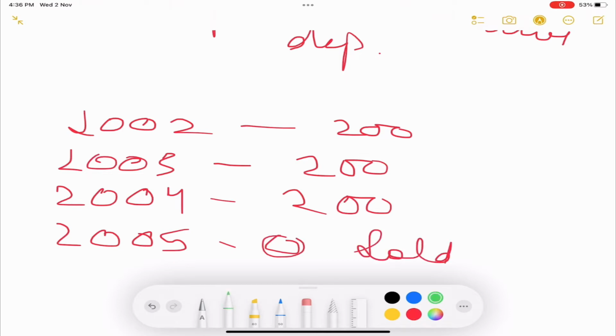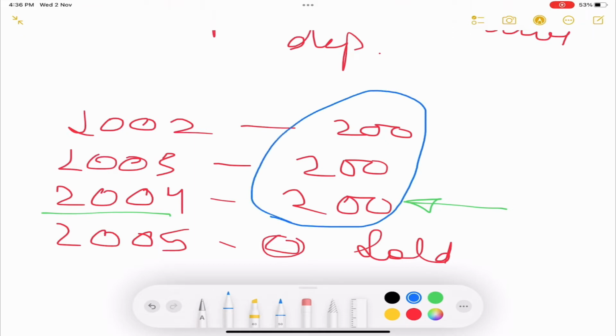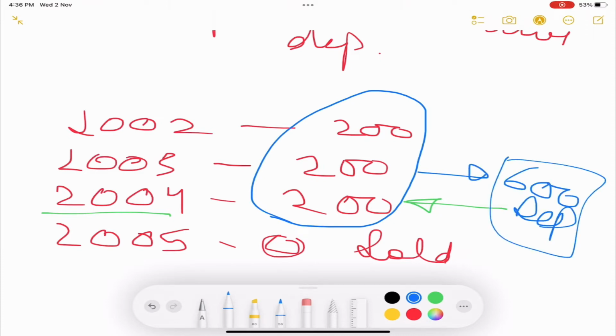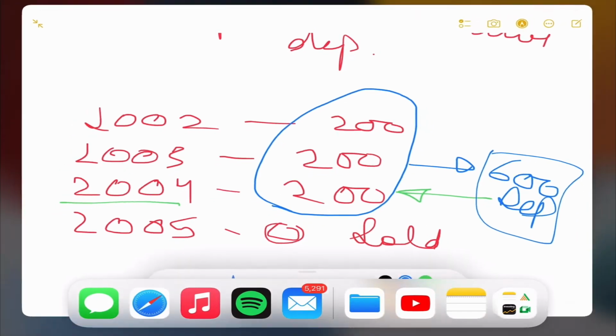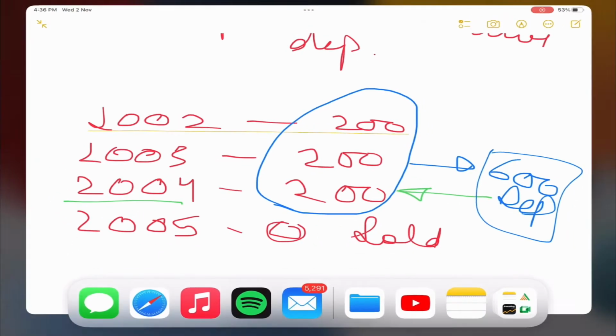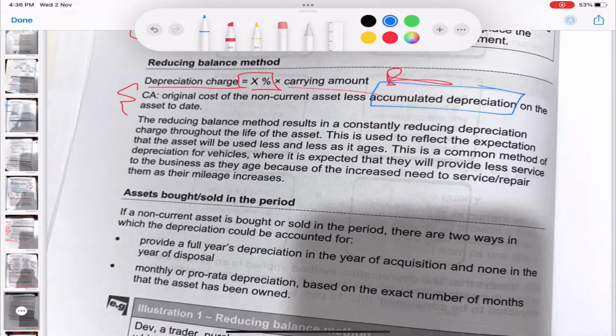Okay, now tell me, in 2004 I know that there was 200 depreciation. In 2003 I know there has been 200 depreciation. But if I want to know what has been the cumulative depreciation in 2005, how much depreciation has been taken cumulatively till now, that would be the addition of all the previous years, which would be 200 plus 200 plus 200, which would be 600. So 600 is the accumulated depreciation, which is the cumulative depreciation, which is everything together. Clear?